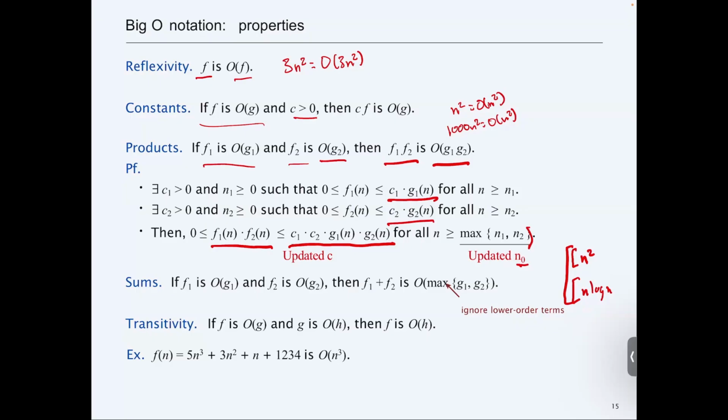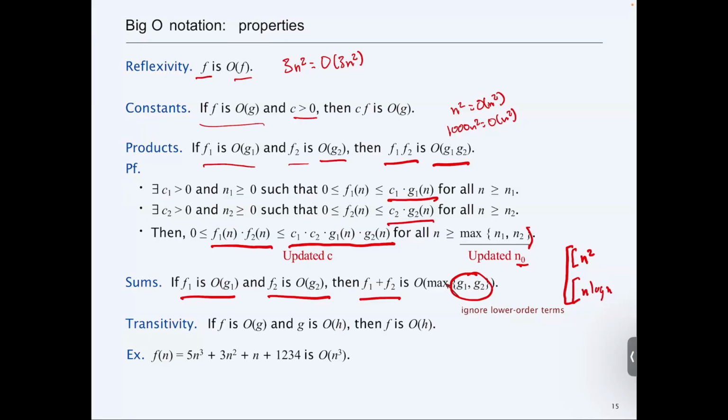But asymptotically, we don't care about the n log n. The n squared term is going to dominate. So we simplify this to big O of n squared. So that's what this is saying. If f1 is big O of g1 and f2 is big O of g2, then f1 plus f2 is just big O of the max of g1 and g2. We're ignoring those lower order terms.